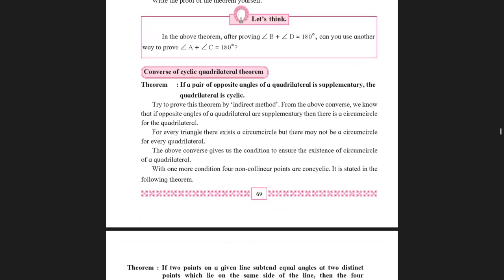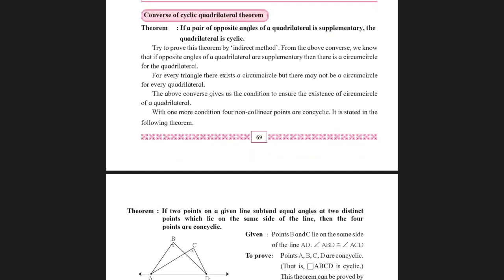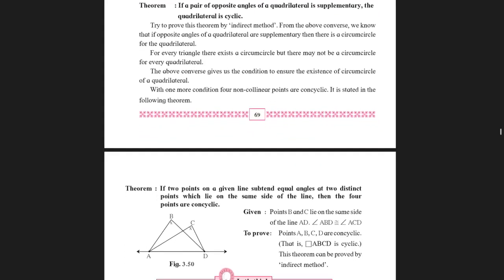Okay. Now what is the converse of the cyclic quadrilateral theorem? If a pair of opposite angles of a quadrilateral is supplementary, then the quadrilateral is cyclic. So the converse says if you have a pair of opposite angles of a quadrilateral that are supplementary, then the quadrilateral is cyclic. Okay, so that's the converse.